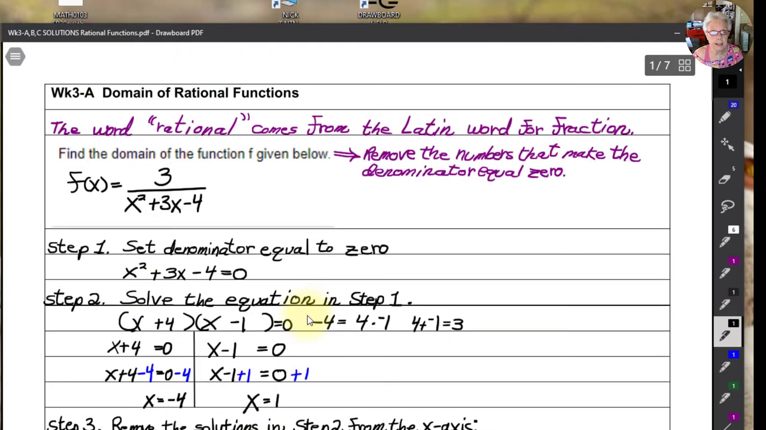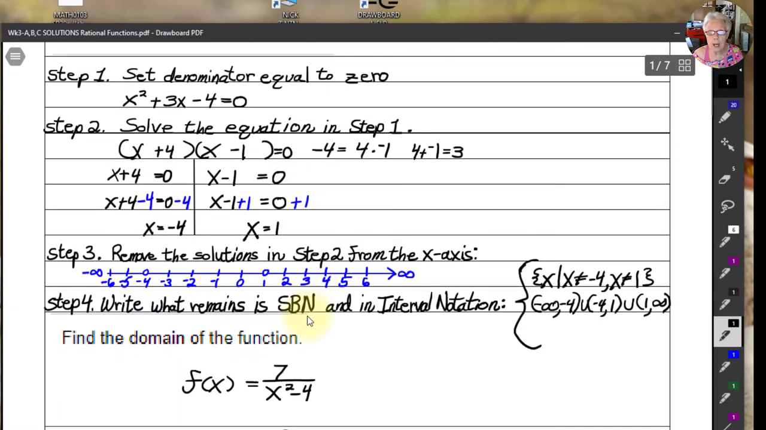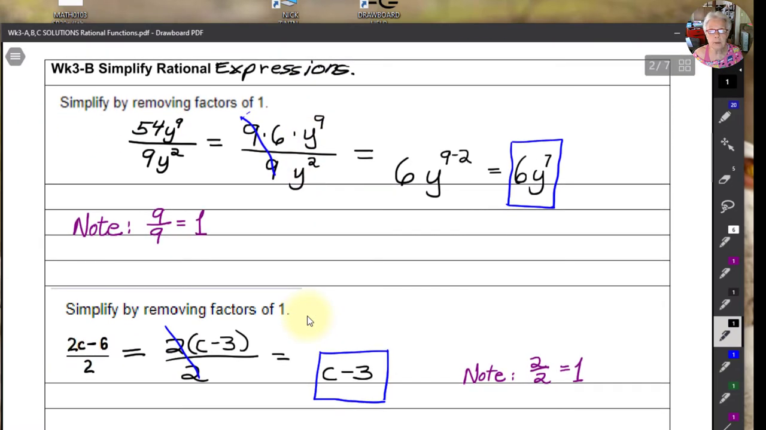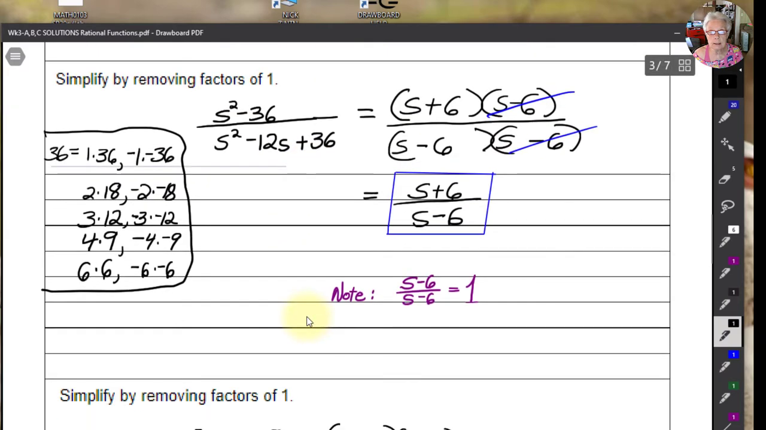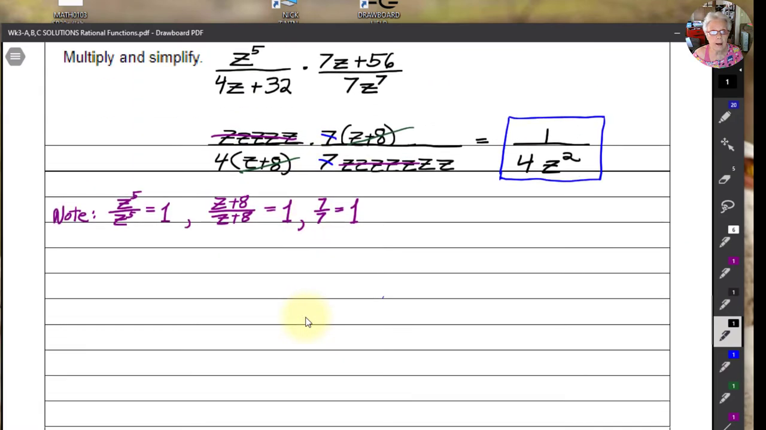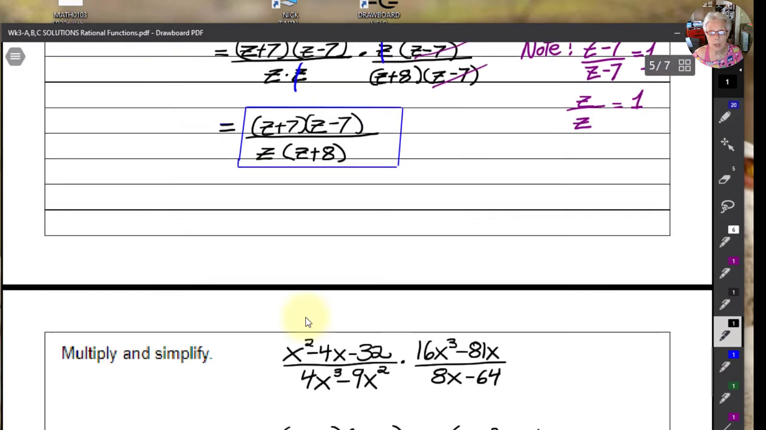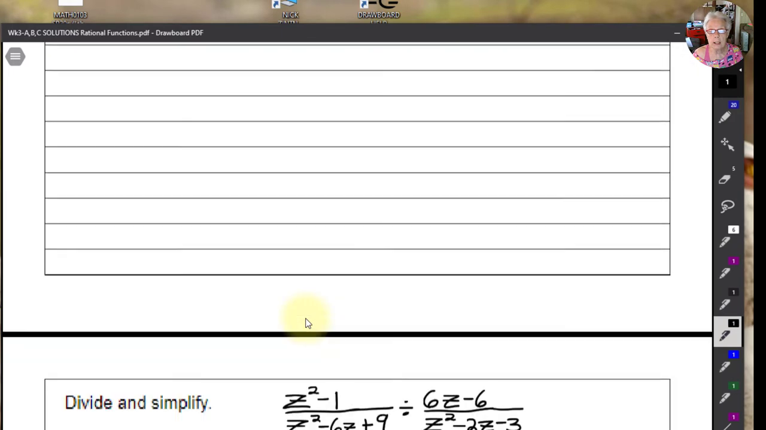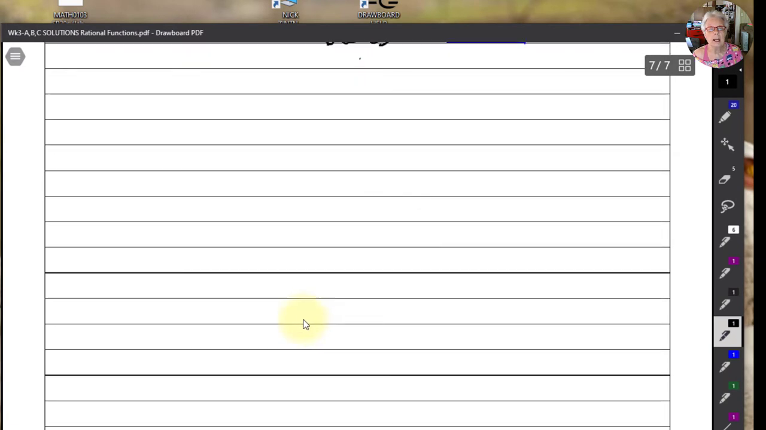let's go back to the beginning. We found the domain of rational functions or rational expressions. We have simplified rational expressions. And we have multiplied rational expressions, and we have divided rational expressions. And all of you are now experts. Remember, you can always slow down the video. You can always back it up. You can always play it again.